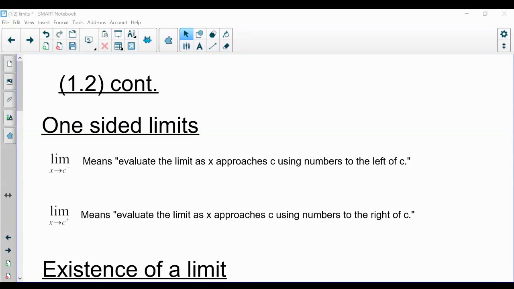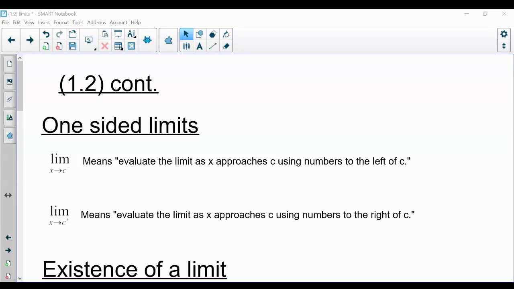All right, folks, I wanted to continue on with section 1.2 in calculus about limits. Okay, so in the last class, we said that a limit describes the y value or the function value that is approached as x approaches a given value, call it c.